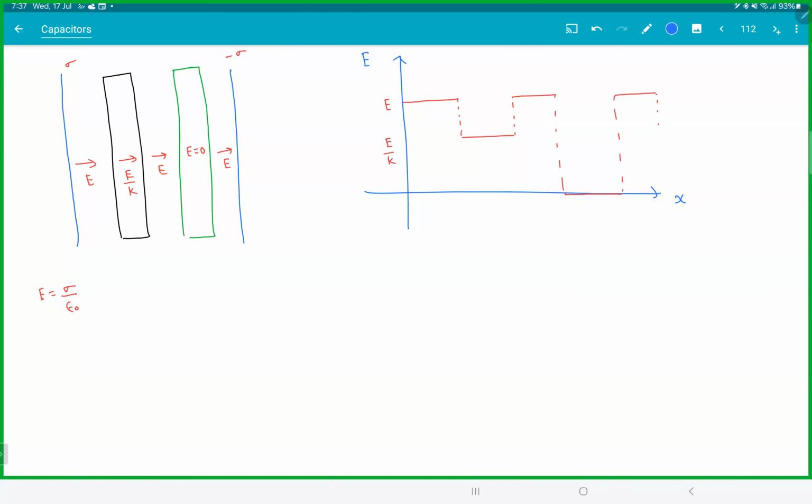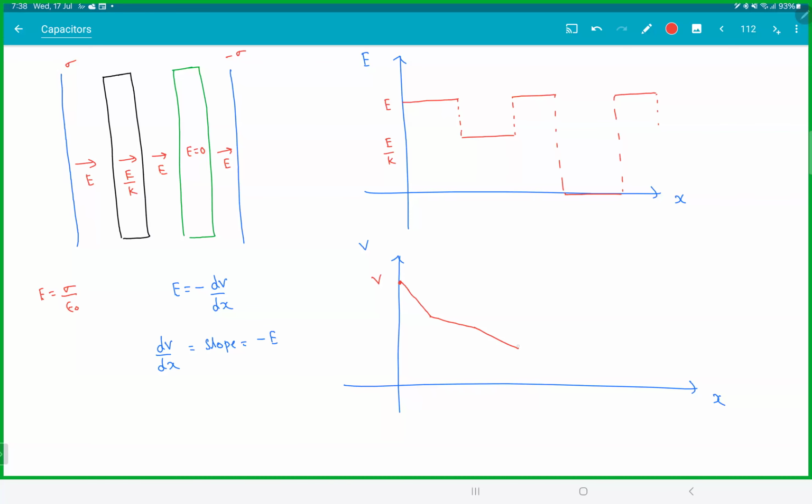Now, if you try to see the V versus x graph, try to understand the relation. Field is nothing but minus dV by dx. That means in a V-x graph, the slope is minus E. So in a V-x graph, the electric field will give you the slope. Initially the potential starts from V. If you have a high electric field, you'll drop faster. Then your field has become reduced, so the slope will be smaller. Then again it will drop faster. Then your potential becomes constant, and then again it drops.